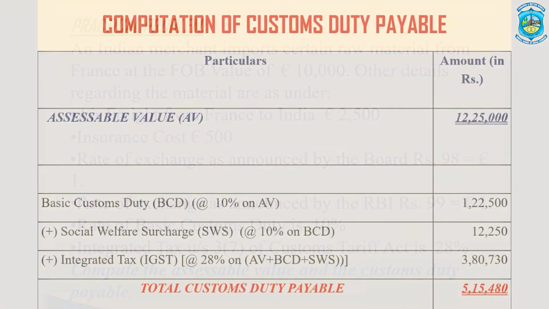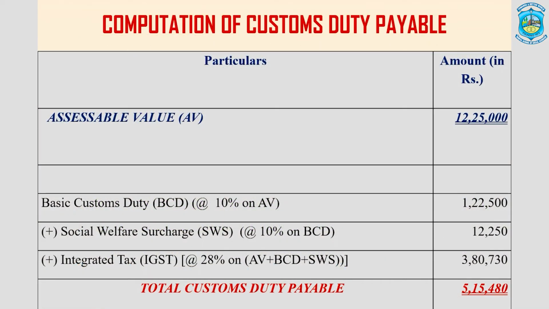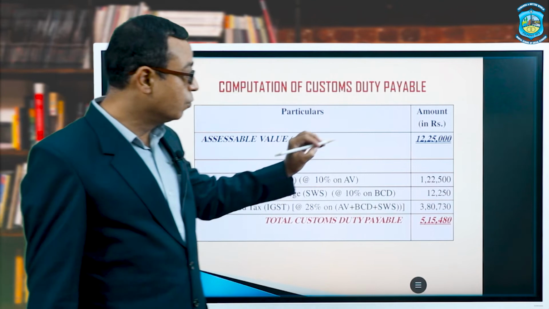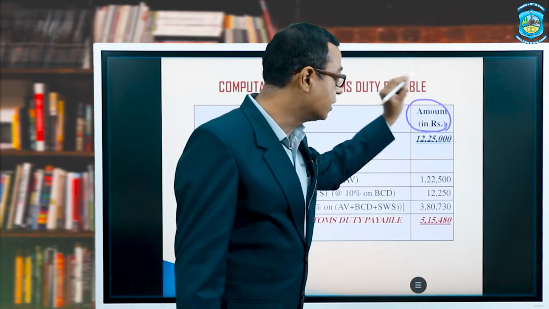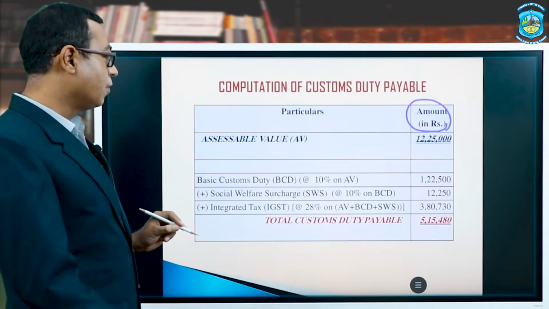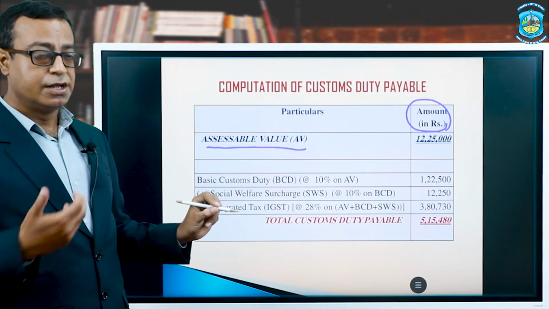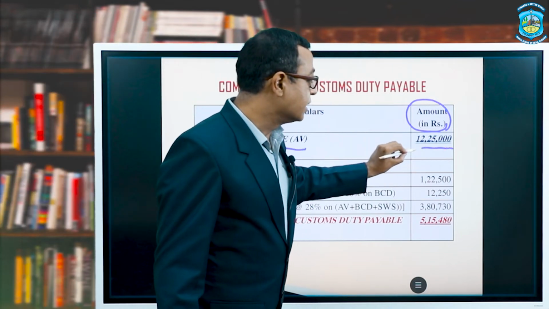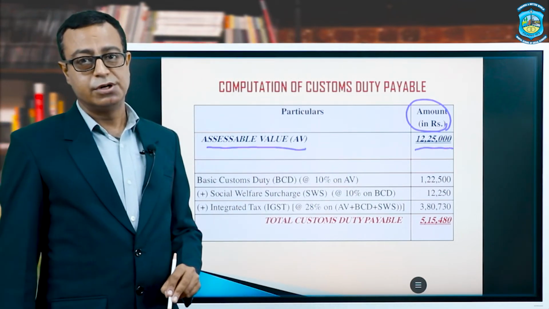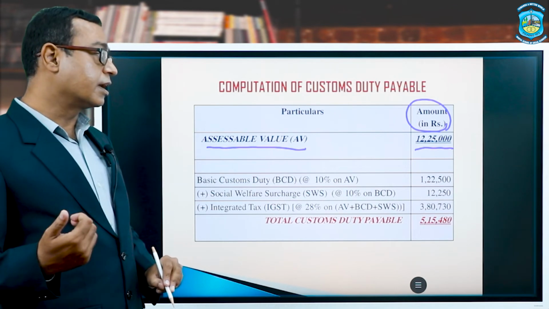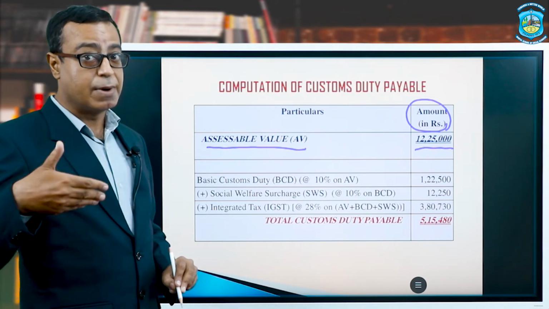Dear friends, now we are ready to calculate customs duty. First of all, remember, this calculation is not in euro, now it is in rupees, because customs duty is charged by the Government of India, that is working in INR, Indian National Rupee. So all these calculations we are starting are in rupees. First of all, we have to show the assessable value that we already did in the previous section. It is 12,25,000 rupees. Now let's start the calculation of customs duty step by step.